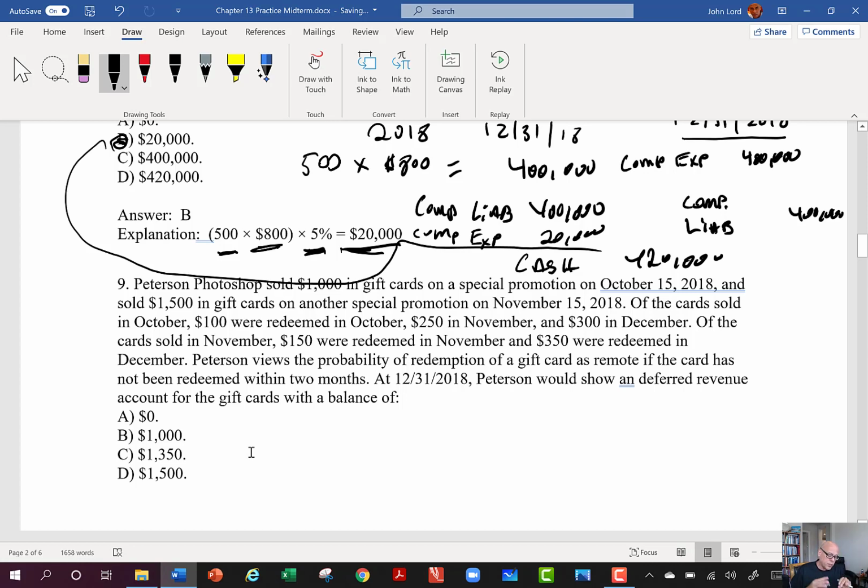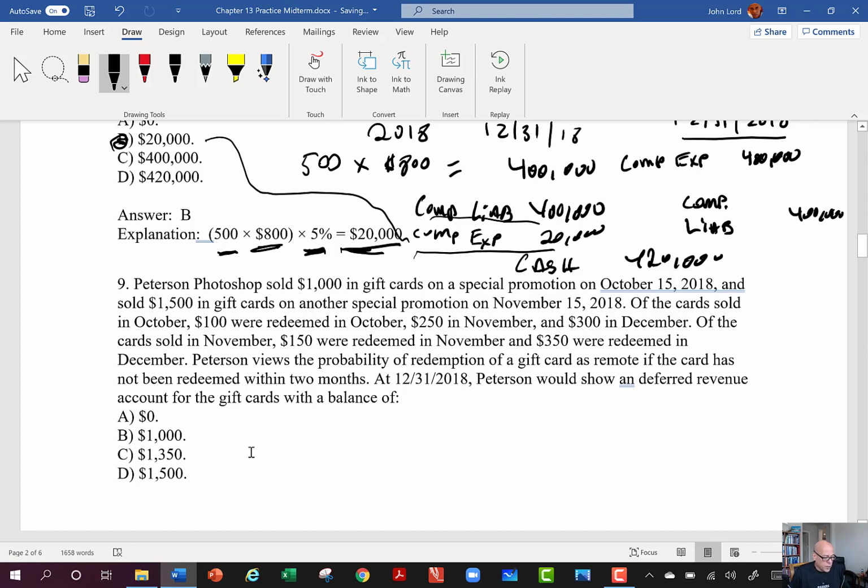Again, it's important to know what the question is asking you for, because for a lot of these, and you'll see this on your exam, I'm going to be toggling back and forth between asking you about the expense versus the liability.